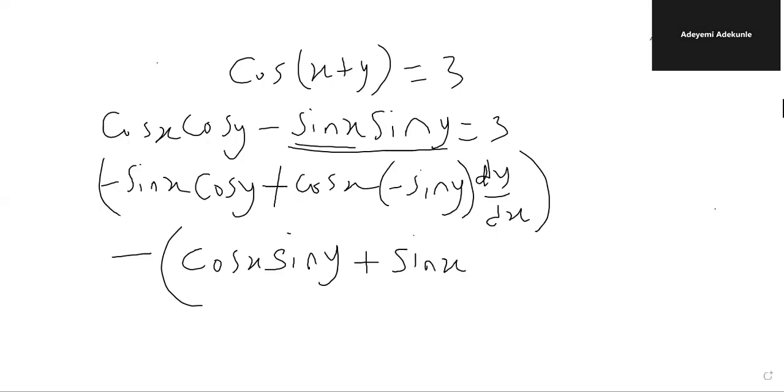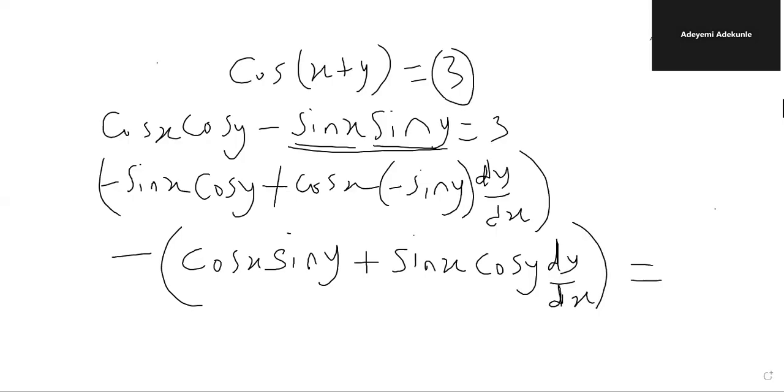Then differentiate the second one. Differentiate sine y, that will be cos y. And you must also add what? dy/dx, because we are differentiating with respect to y now. Equals, what's the derivative of 3? It is a constant. That will be 0.